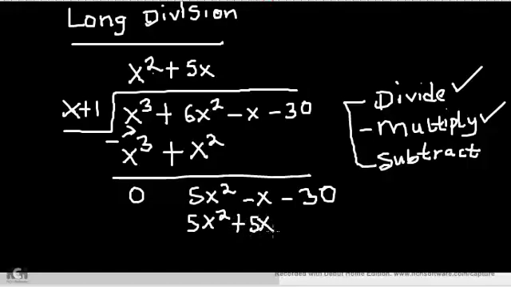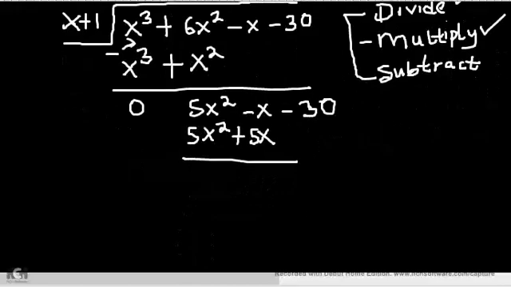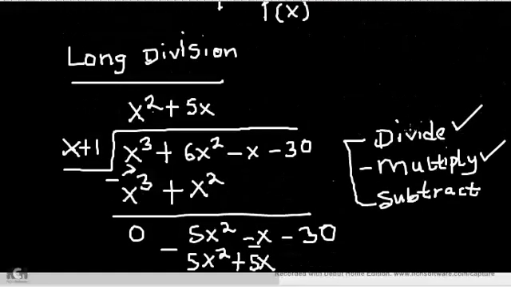Then the next sequence I multiply, then I now have to subtract again. Subtracting, that's minus here. 5x squared minus 5x squared is 0. Then I'm having minus x minus 5x, because minus into plus here is minus. Minus x minus 5x will give me minus 6x. Then minus 30 minus 0 gives me minus 30. So I have subtracted, then I now go over again.